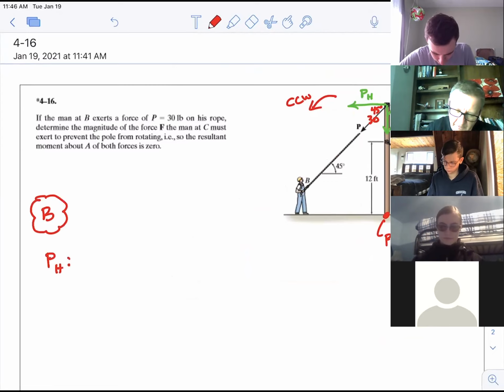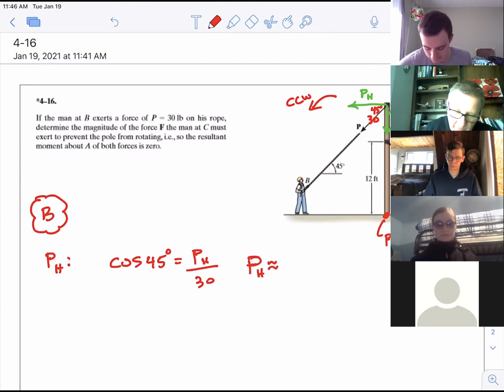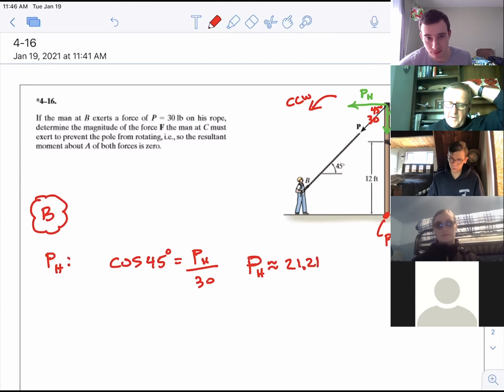So I can see that if I said the cosine of 45 degrees is P of H over the hypotenuse, which is 30, that's going to give me the horizontal component. So 30 times the cosine of 45, I get 21.21. So P of H, and I'm telling people I'm rounding this off, is 21.21. Notice again, I'm not really paying too much attention to rounding right now. And that would be pounds. Maybe I should write that in there. So 21 of those 30 pounds are horizontal.